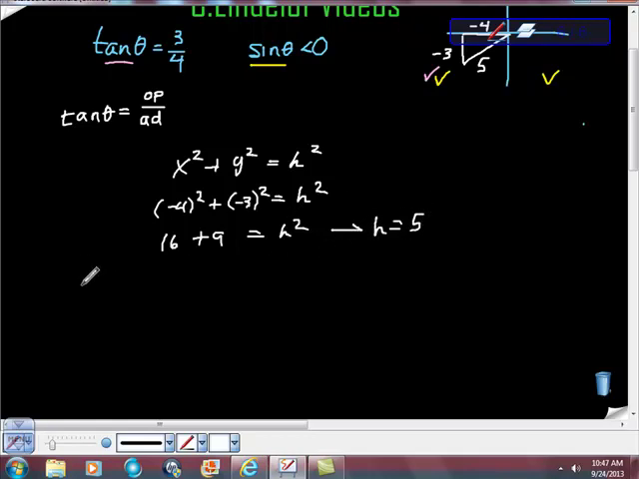Now we just have to start taking values. Sine of theta is equal to, well, sine is what in geometry? Opposite over hypotenuse. Opposite is -3. Hypotenuse is 5. Cosine of theta is equal to adjacent over hypotenuse, which is -4 over 5.